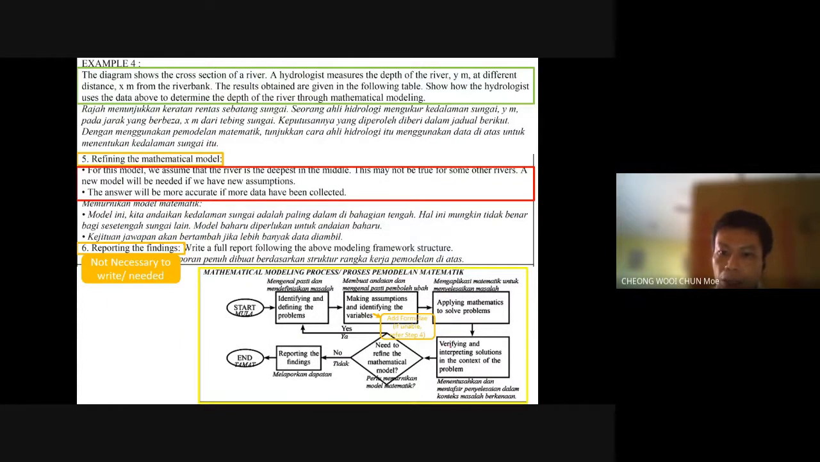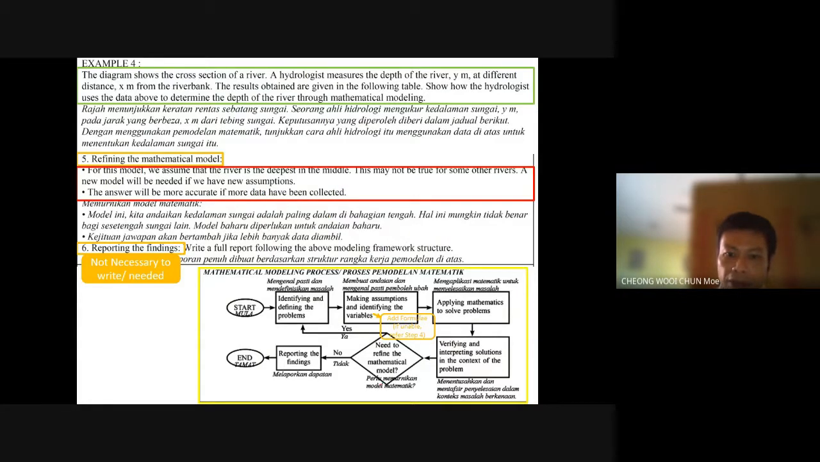After step 4, verifying and interpreting solutions, proceed to step 5, refining the mathematical model. For this model, we assume the river is the deepest in the middle. This may not be true for some other rivers. A new model will be needed if we have new assumptions. From the table, it looks like it's the deepest in the middle. We follow the data given to us. The answer will be more accurate if more data have been collected.